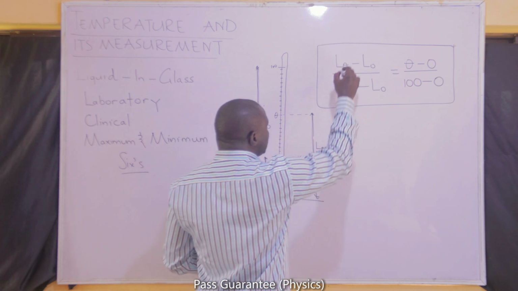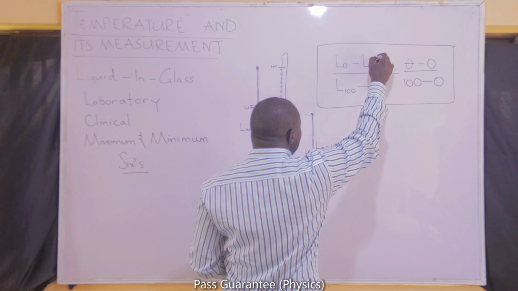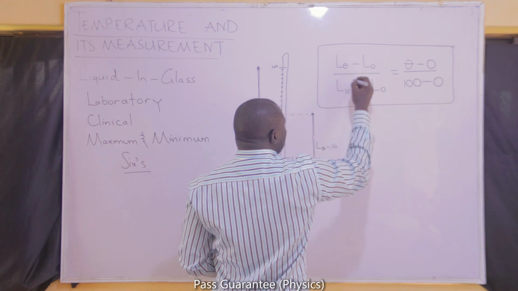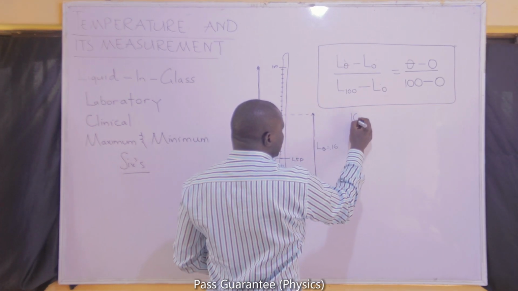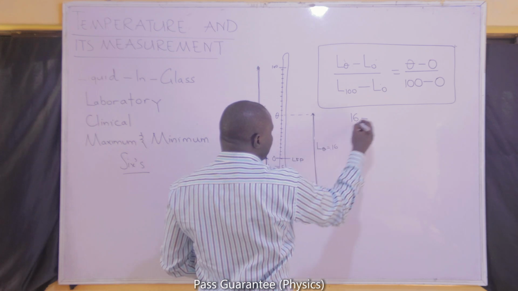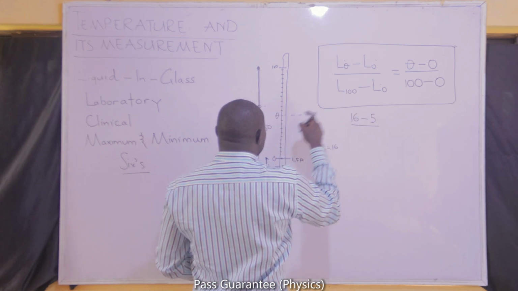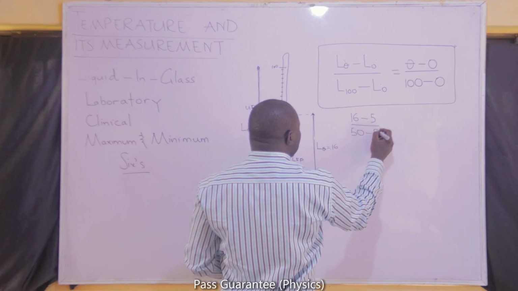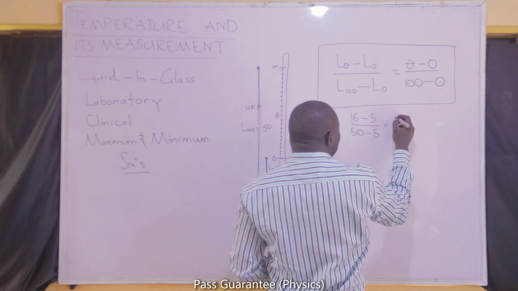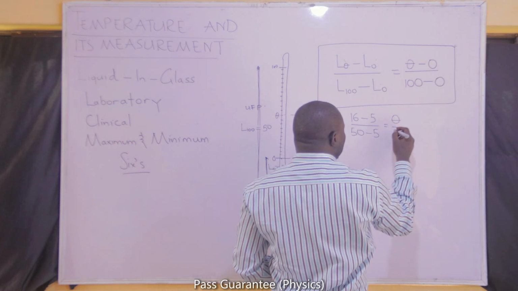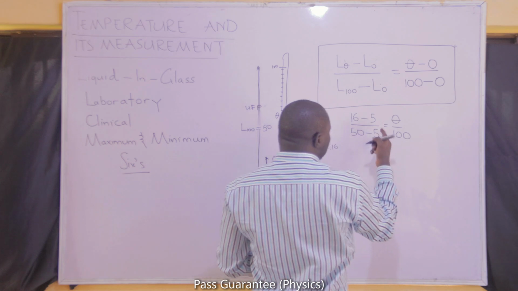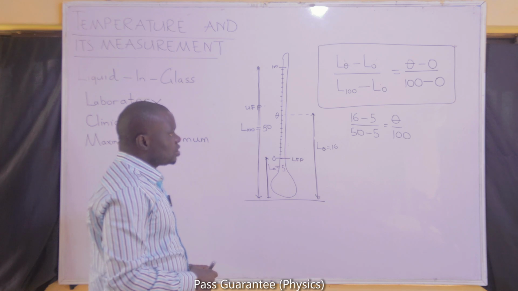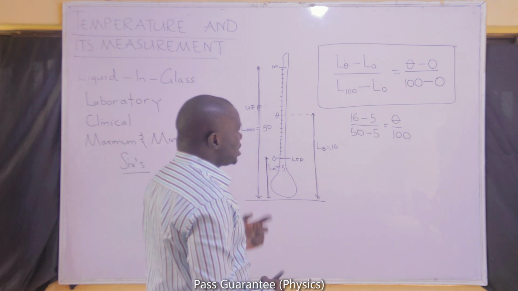I can simply put 16 here, 5 here too. L theta is 16, L0 is 5, L100 is 50, and L0 is also 5. Then I can turn that into theta minus 0, which is already theta, 100 minus 0, which is already 100. So mind you, if I solve this, I will be able to get my theta. We are still going to see more examples to solve this question from our next section.